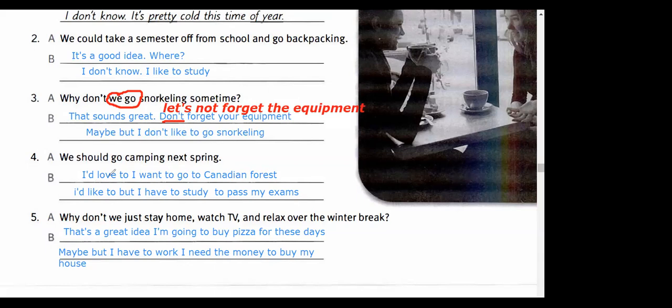Next is, we should go camping next spring. I'd love to, comma, I want to go to a Canadian forest. Yes? Okay. This I has to be capital. Capital I. I'd like to, comma, but I have to study to pass my exams.